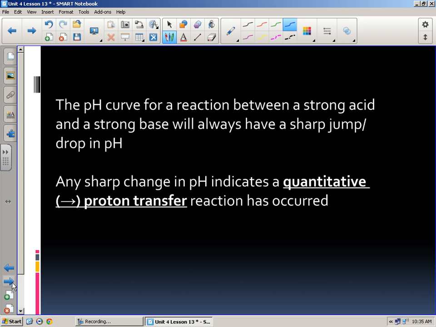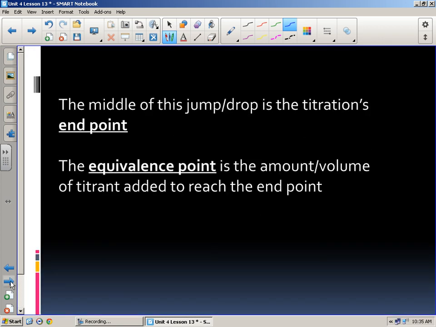The pH curve for a reaction between a strong acid and a strong base will always have a sharp jump or drop in pH. Any sharp change in pH indicates a quantitative proton transfer reaction has occurred. Basically means that 1 and 1 is reacted. The middle of this jump or drop is the titration's endpoint.